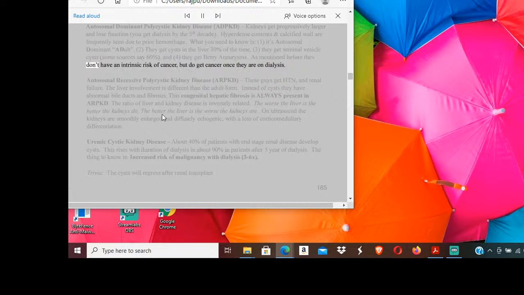As mentioned before, they don't have an intrinsic risk of cancer, but do get cancer once they are on dialysis. Autosomal recessive polycystic kidney disease, ARPKD: these guys get HTN and renal failure. The liver involvement is different than the adult form. Instead of cysts, they have abnormal bile ducts and fibrosis. This congenital hepatic fibrosis is always present in ARPKD.